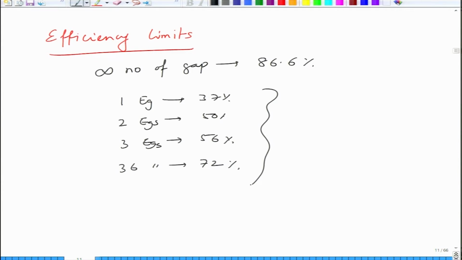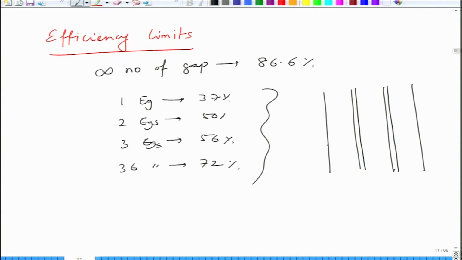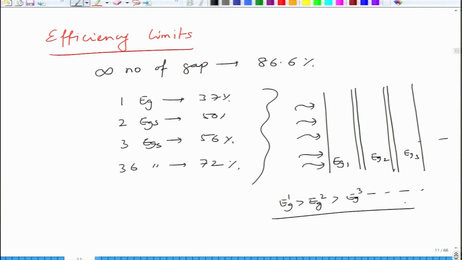So you can increase this number very close to the limit, and generally the way it is stacked is, you have the first junction, then you have a separator, then you have the second junction, then a separator, and again. So if your light is coming from this side, let us say this is EG1, this is EG2, this is EG3, and so on. EG1 is greater than EG2 is greater than EG3. So basically you are putting the highest band gap on top and the lowest band gap at the bottom, so that short wavelengths are absorbed on the top and longer wavelengths are absorbed at the bottom.